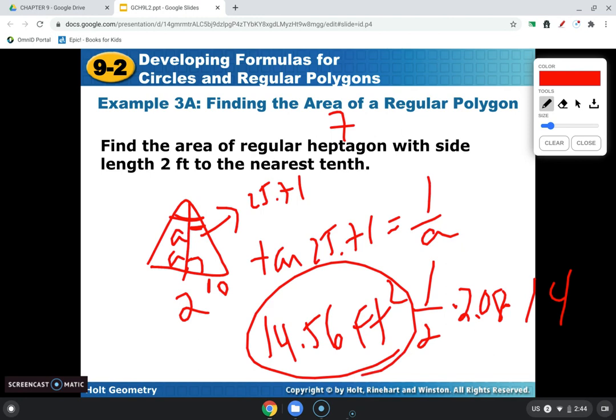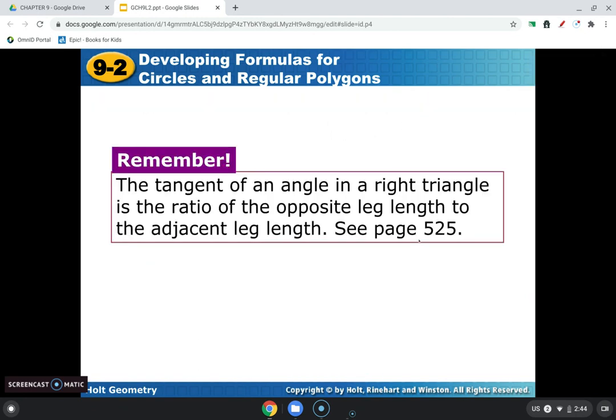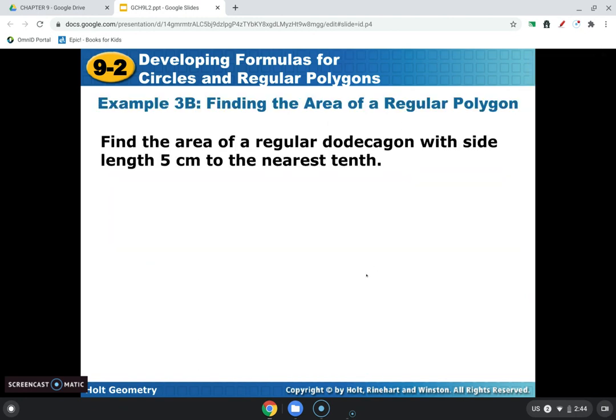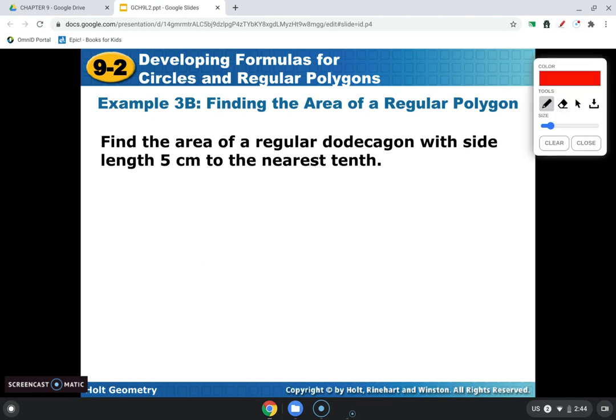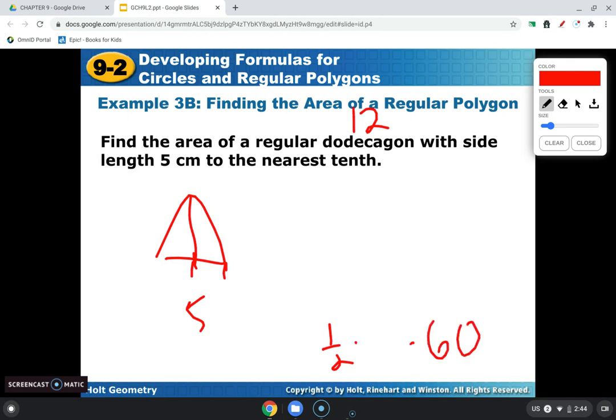So make sure you know how to find those apothems. Let's try another one. Find the area of a regular dodecagon with a side length of 5 to the nearest tenth. Dodeca is 12, so that's 12 sided. So there are 12 of these triangles. Side length this time is 5. So we're going to go half times the apothem times the perimeter, which would be 60, since 12 times 5 is 60. So we have to find the apothem. So that's 2.5 down there.